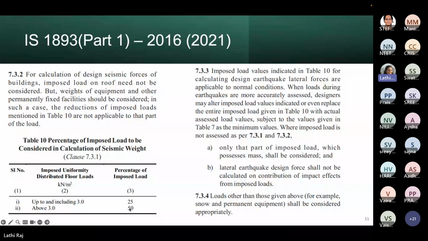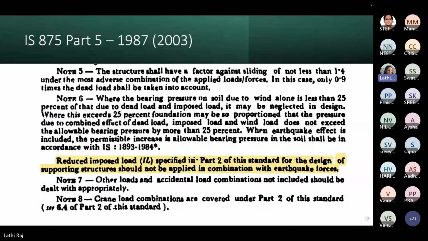Okay, so I know it is a little confusing, but I want to introduce this to you. These things exist. You may not understand fully, but at least you will know that these things are there. Now, the code also says reduced imposed load specified in part 2 of this standard, this is again IS 875 part 5, should not be applied in combination with earthquake.